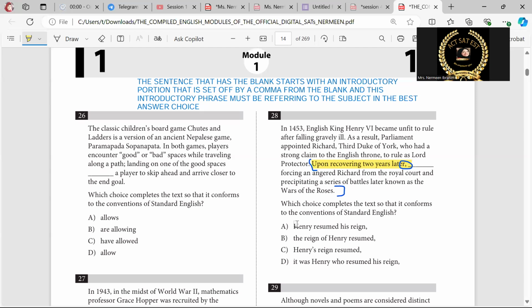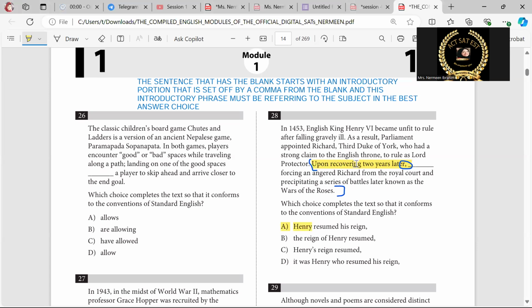What is the subject here in letter A? I need someone to help me. Abdurrahman Ahmad Saleh, can you unmute your mic? Abdurrahman, can you hear me? Yes, I can hear you. What is the subject in the first choice? Henry. Excellent.